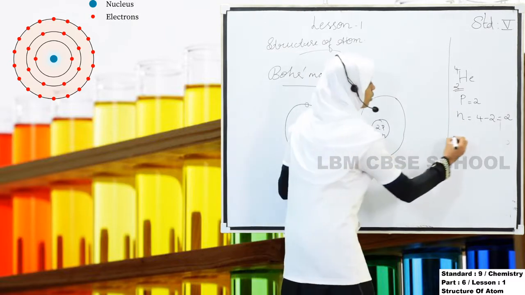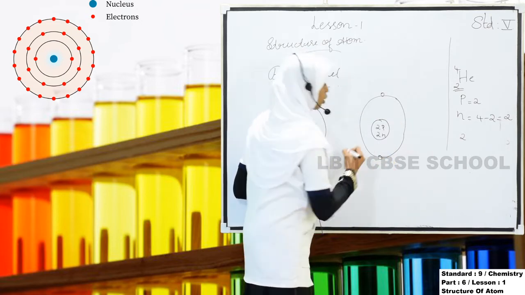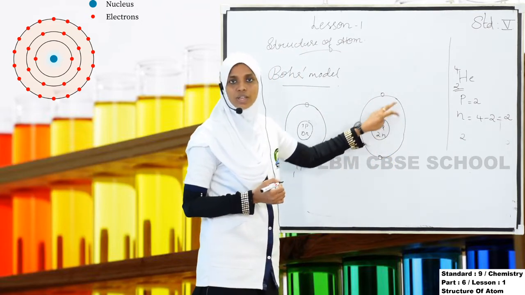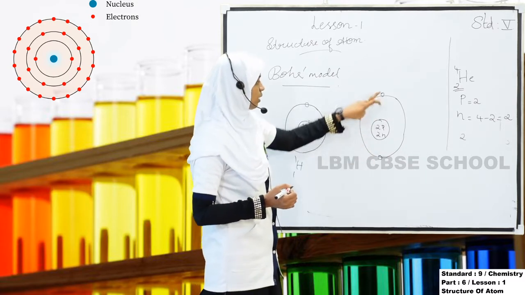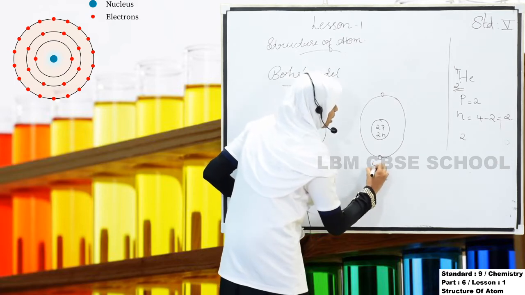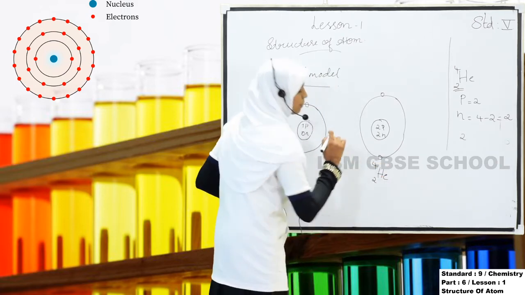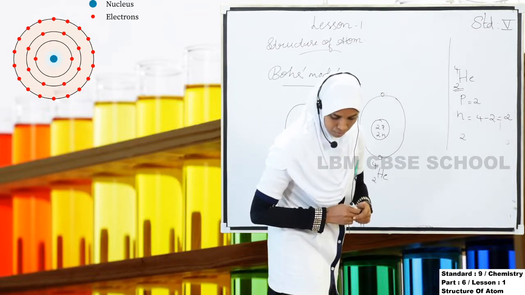The electronic configuration is 2, and we draw 2 electrons in this orbit. So here we draw 2 electrons. This is the Bohr model of helium, with atomic number 2 and mass number 4. In this way we write the Bohr model. We can check another example also.